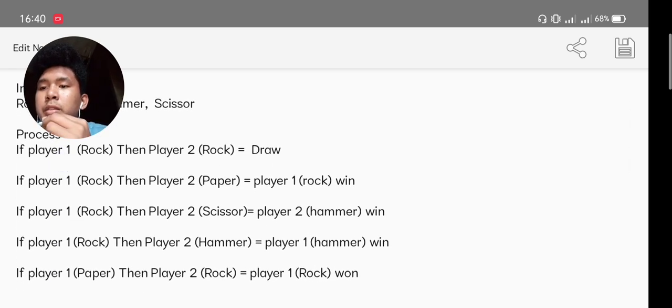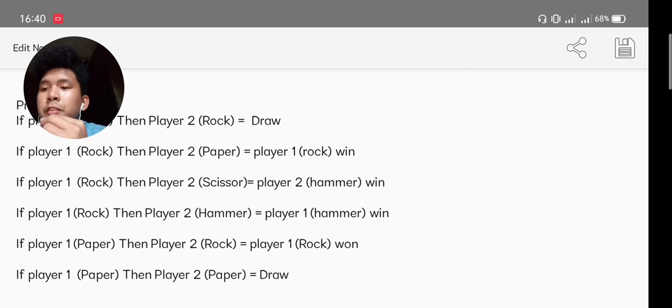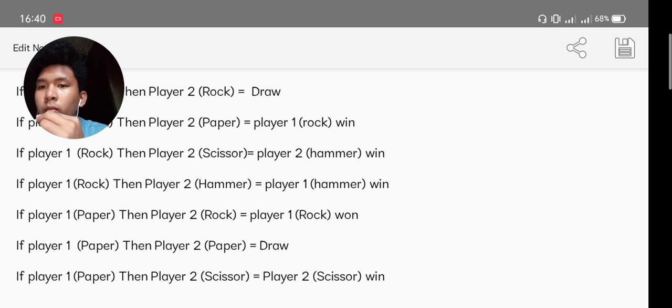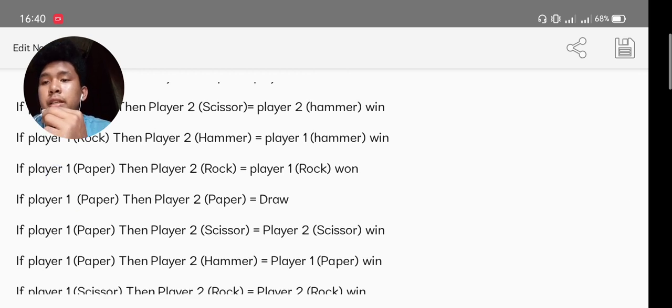If player 1 is rock and player 2 is scissor, then player 1 rock is the winner. If player 1 is rock and player 2 is hammer, then player 2 hammer is considered the win. If player 1 is paper and player 2 is rock, player 1 paper will win. If player 1 is paper and player 2 is paper, it is considered a draw.